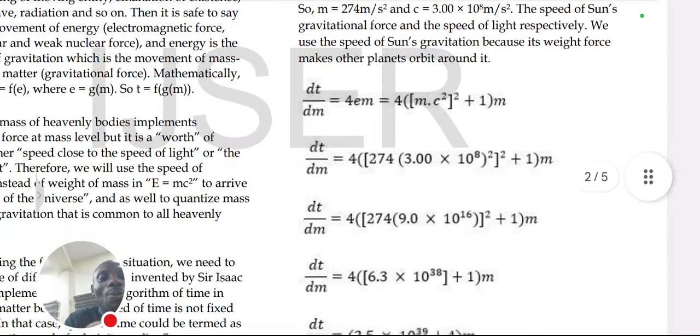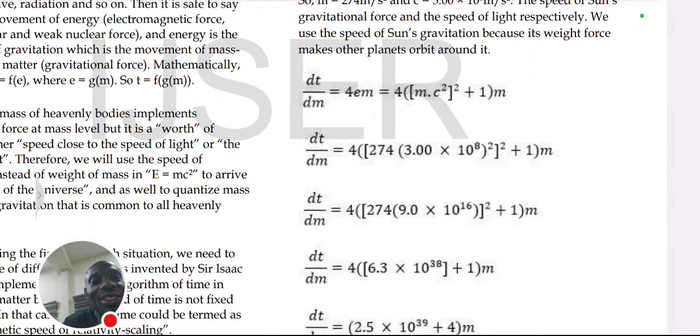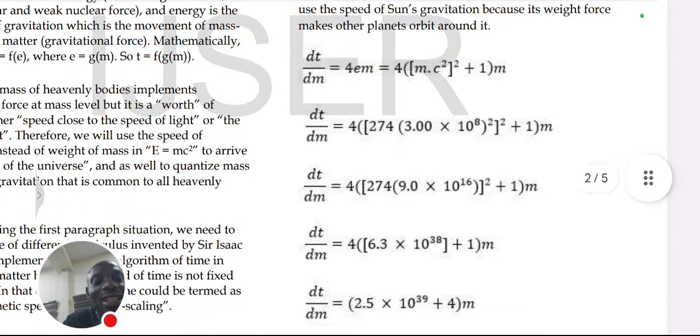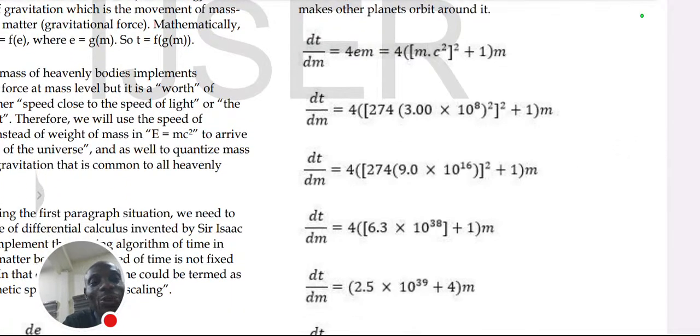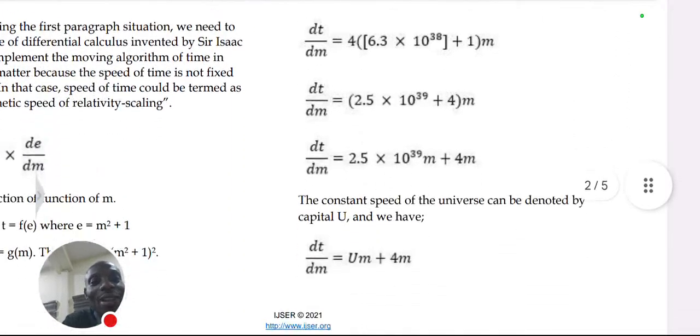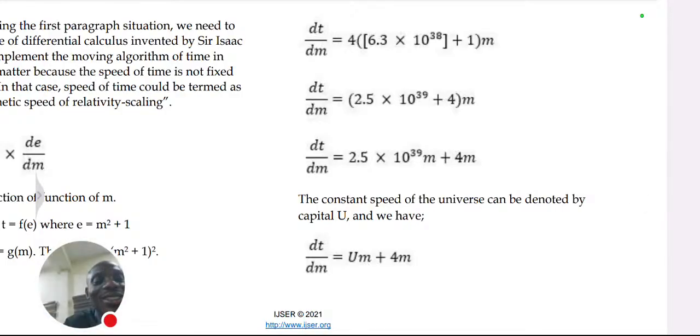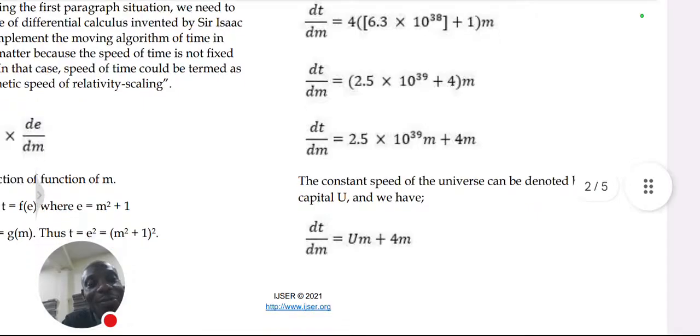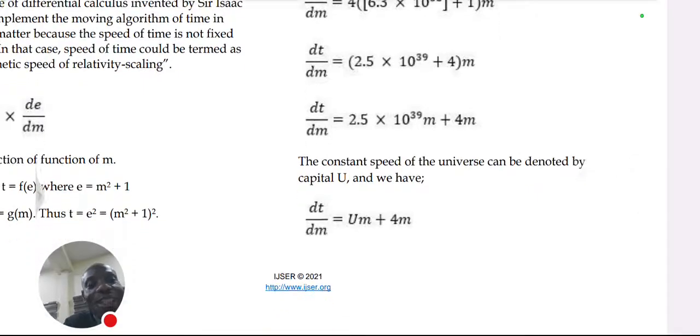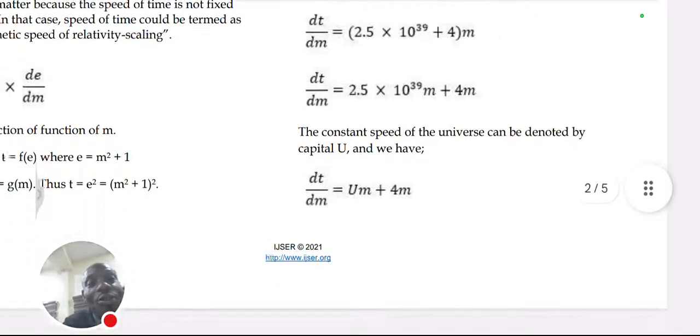So now we have this dT/dm equals 4Em, then we put mc squared right there, then I substitute those values, and so finally we arrive at the constant speed of the universe as we have it here. And then finally we now have our formula of everything to be dT/dm equals capital Um plus 4m. So that is the derivation.